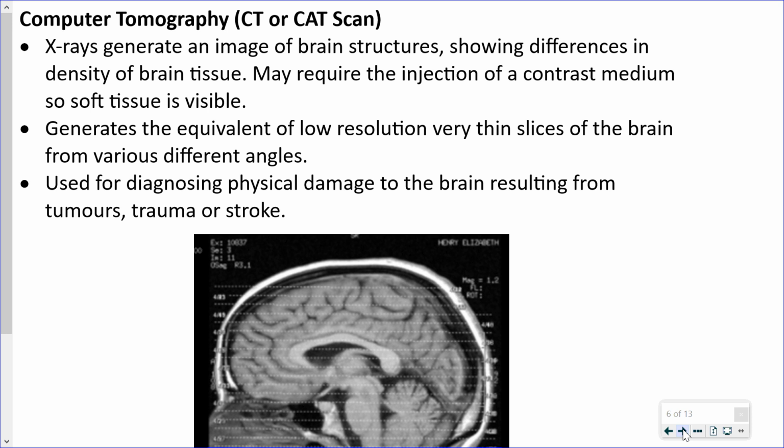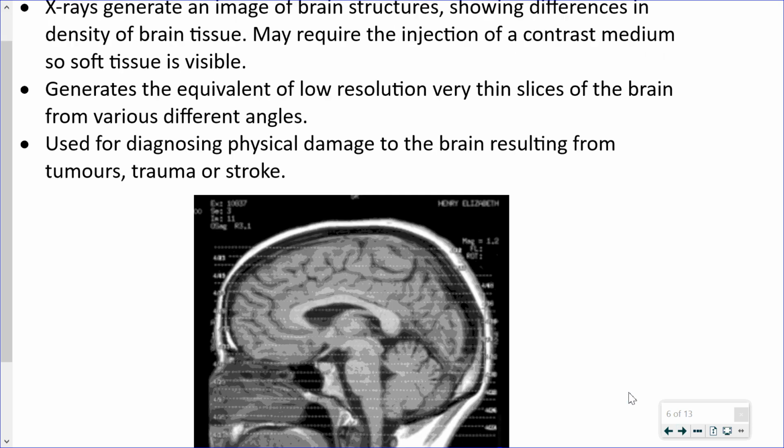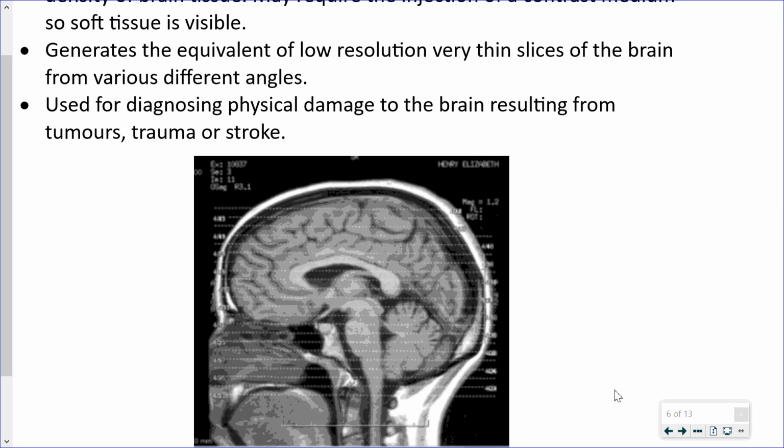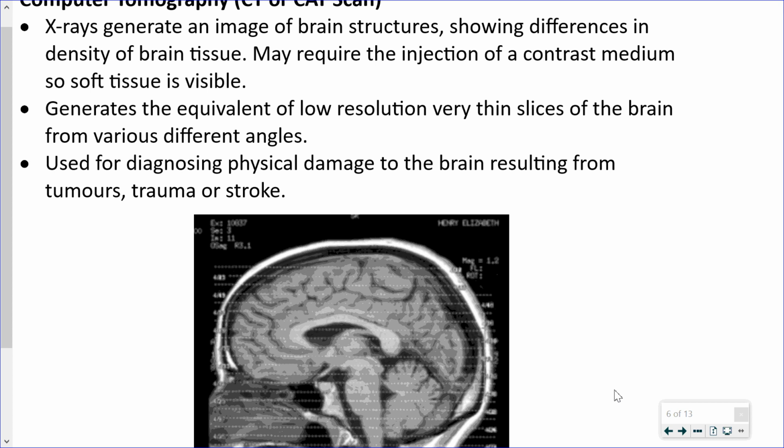X-rays, of course, typically only work with hard things like bones and teeth. So how does it work with soft tissue like the brain? Well, they do have to inject something into the person, something called the contrast medium, and that just allows the soft tissue to become somewhat visible. Still not quite as good as with bones or teeth, but at least you get some sort of an image, and that image, yeah, it isn't great.